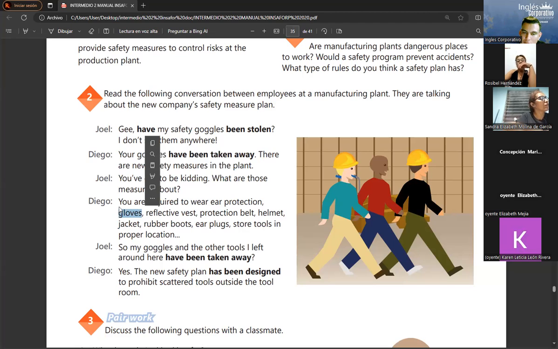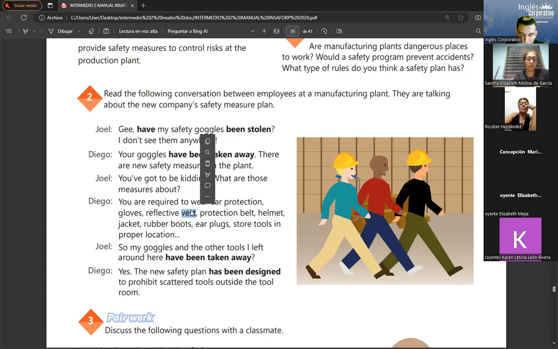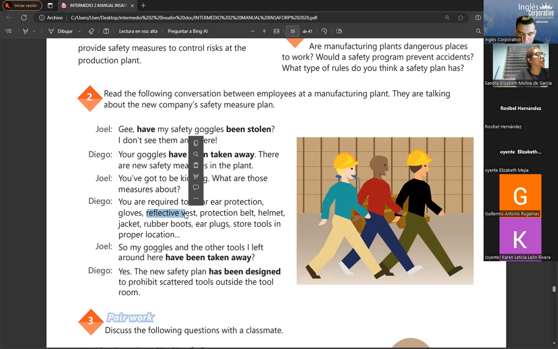Well, another, protection, gloves. Do you know what gloves are? Gloves. Guantes. Vest. Reflective vest. Chaleco. Okay. Chaleco reflectivo. Okay, reflective vest.